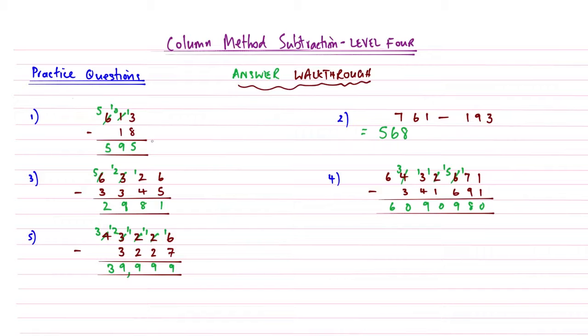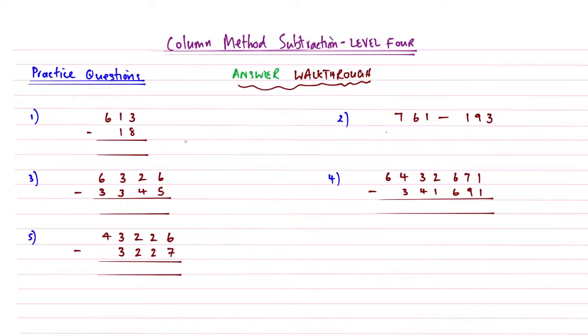The answer to question 1 is 595. The answer to question 2 is 568. Question 3, 2,981. Question 4, okay, so this is a biggie: 6,090,980. Then the answer to question 5 is 39,999. If you keep watching, we're going to go through each one of those in turn so you can see how we've got those answers.